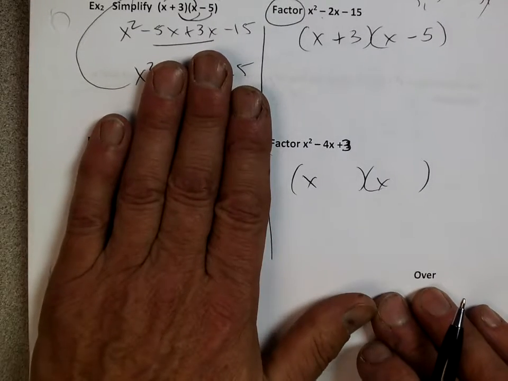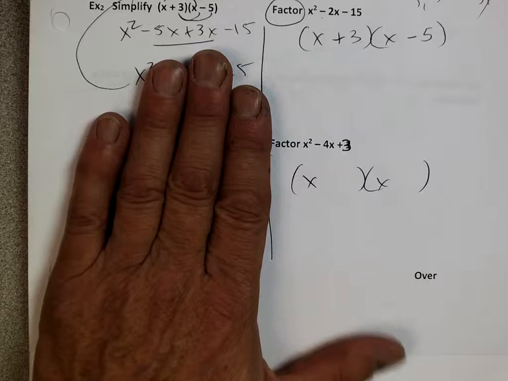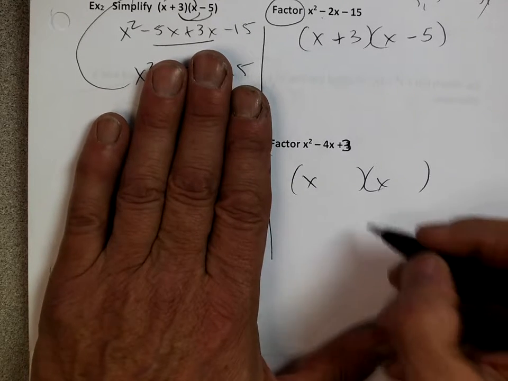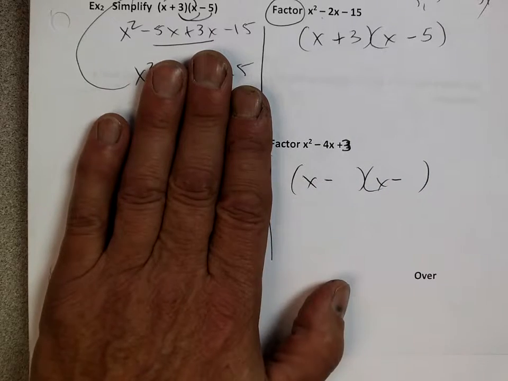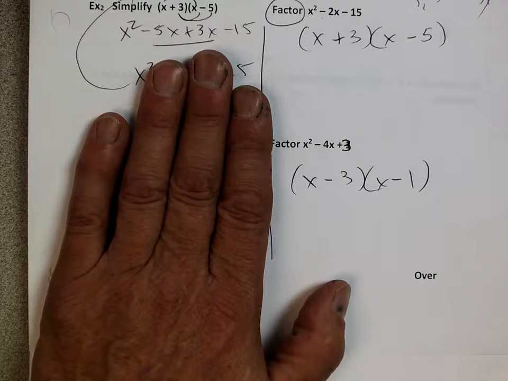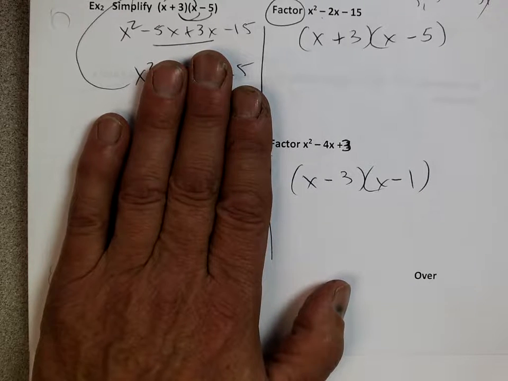So, you ready? What's a negative times a negative? Positive. One more time. Negative times a negative. Positive. So, negative times a negative makes a positive when we multiply 3 and 1. But when we add the two terms, they have to add up to.